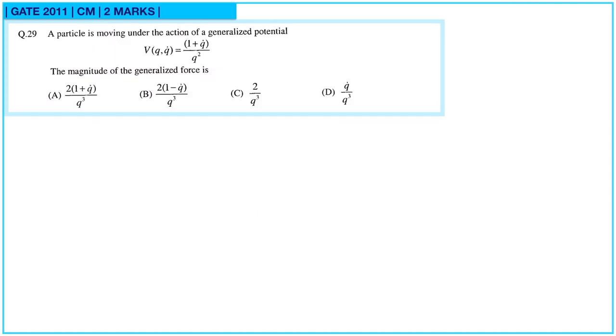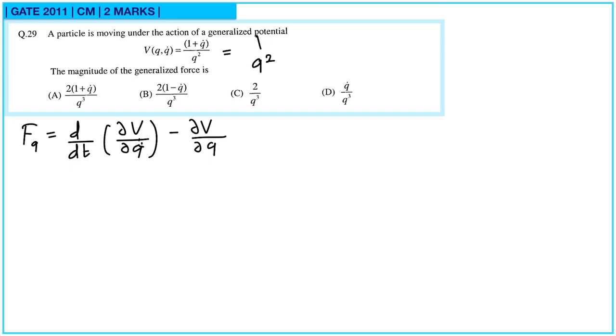Next question. A particle is moving under the action of generalized potential (1 plus q dot) upon q square. The magnitude of the generalized force is... So generalized force is equal to d by dt of dou V by dou q dot minus dou V by dou q. This can be written as 1 by q square minus q dot of q square.